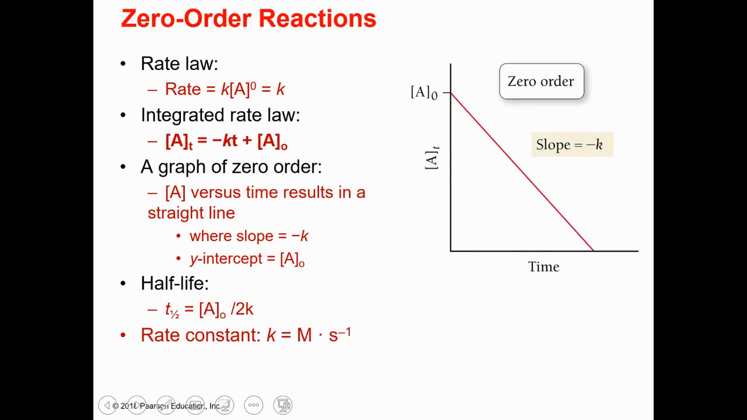Okay, zero order is just the concentration versus time. Slope will be negative k because it's a downward slope. And again, half-life, this half-life isn't really used, only first order, but it's [A]0 divided by 2k.